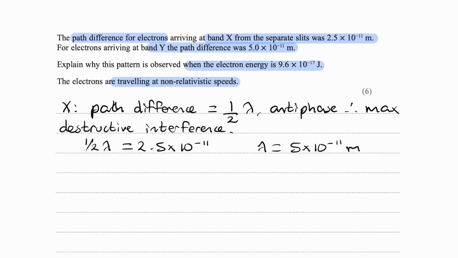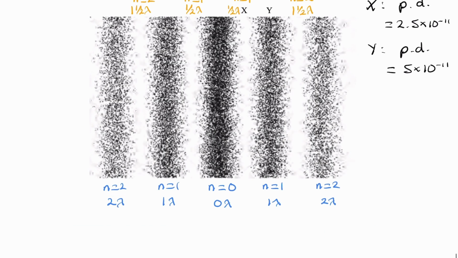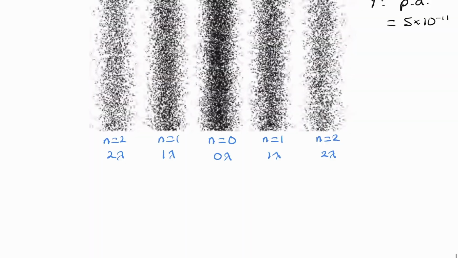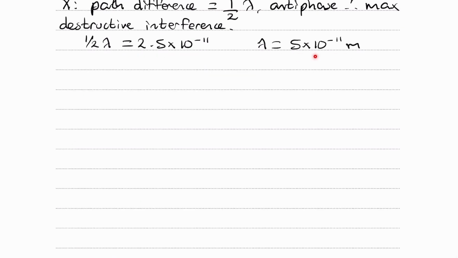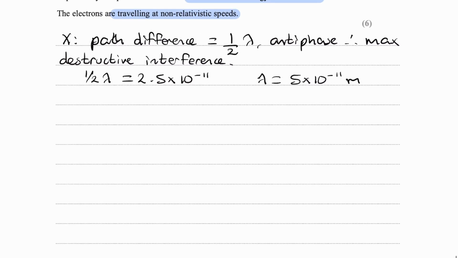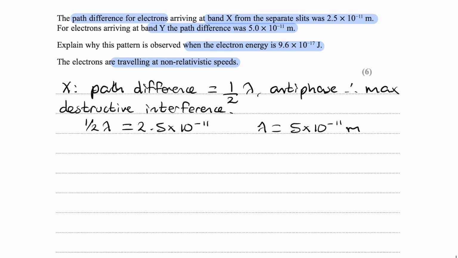So if the path differences at band x and band y are these two numbers, that means that the wavelength of electrons that has created this diffraction pattern over here must be 5 times 10 to the minus 11 meters. Let's just do the same thing for y as well.